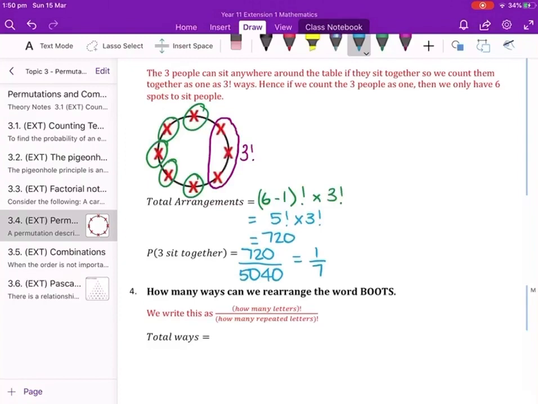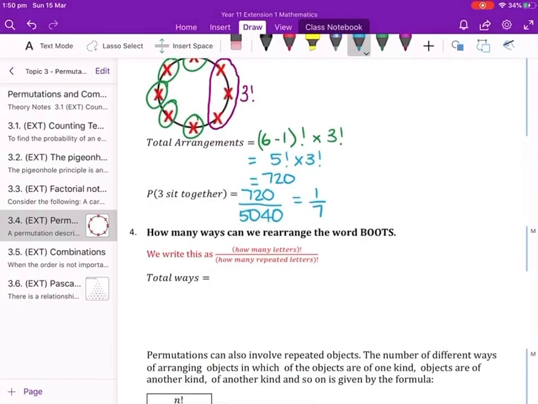In example 4, we want to know how many ways we can rearrange the word boots. So we write this as how many letters we have in the word boots. So we have 5 letters, divided by how many repeated letters we have. And in the word boots, we have 2 O's. So we have 2 repeated letters. So we write this as 5 factorial divided by 2 factorial.